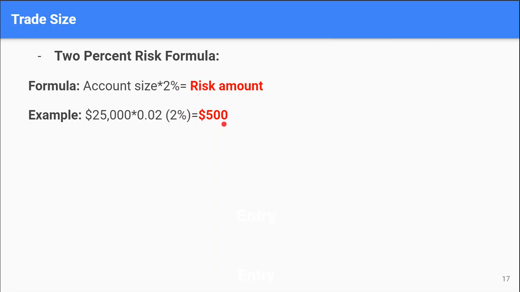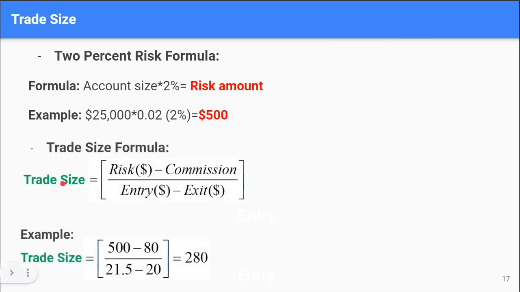Now you can calculate your trade size using this formula. This is the trade size formula. Risk, the amount of risk, the dollar amount in this case is $500, minus commission, divided by entry minus your exit or your initial stop loss. Also, please note that most brokers eliminated the commissions and they are working only based on the spread. But still, in cryptocurrency exchanges, we still have the commission.